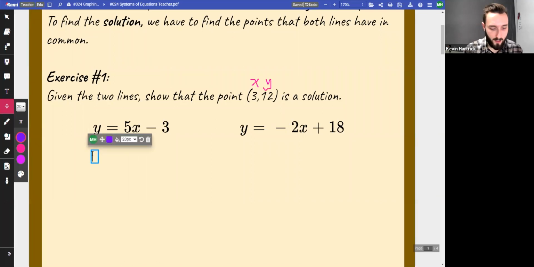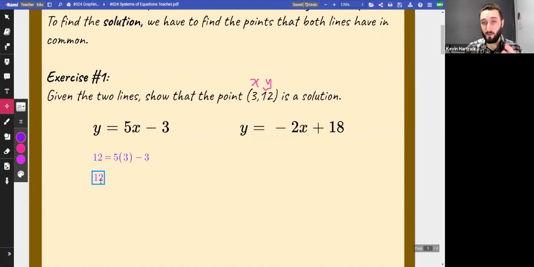So what does that look like? Well, my first substitution here, my y is 12, equals 5 times, parentheses, my x is 3, and then minus 3, okay? Now what I'm going to do is simplify. So my whole left side is good. It's just going to be 12 the whole way. The right side, I have to simplify and see if it ends up being 12.